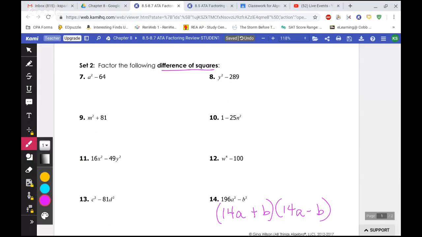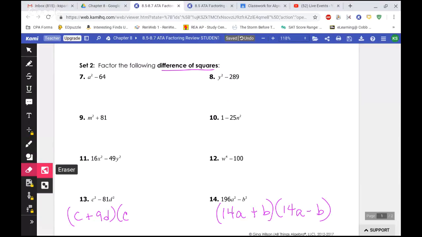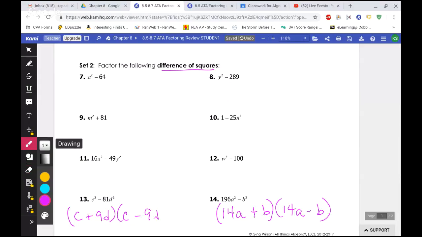So on 13, the square root of c squared is c. The square root of 81d squared is 9d. So your first set of parentheses looks like that. And your second set should be a subtraction sign.